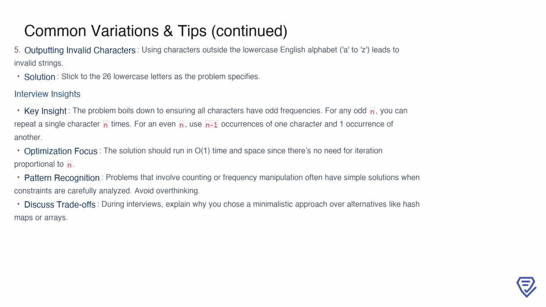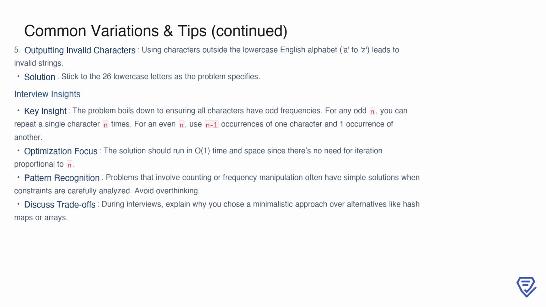Now, let's discuss some important insights for interviews. The core of this problem lies in ensuring all characters have odd frequencies. For an odd value of n, the simplest solution is to repeat a single character n times. For an even value of n, you can use one character n-1 times and a different character once. This ensures compliance with the constraints while keeping the solution concise.